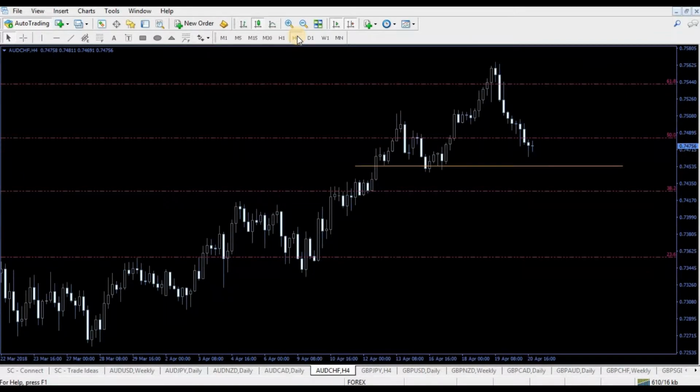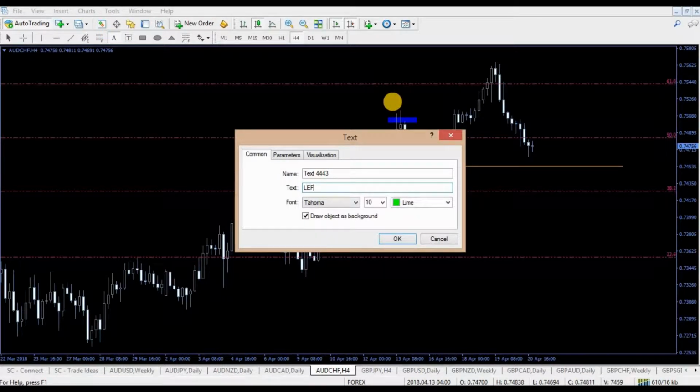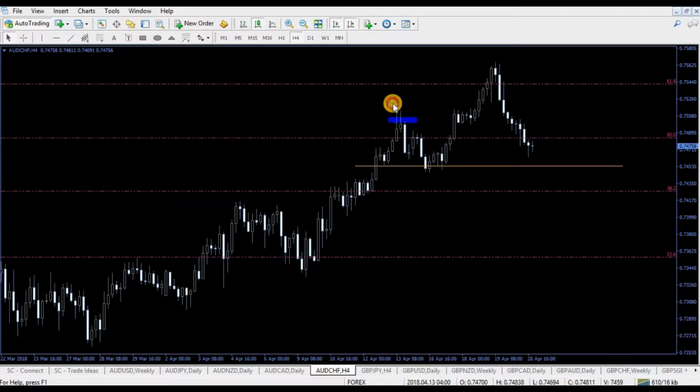pin bar is the start of a heads and shoulders pattern. So what I am looking for is for price to come down to this neckline, come up, form what I think will be a right shoulder. So we'll just stick a left shoulder in here. So we go left. So we've got left shoulder, head, anticipated right shoulder. I'll be selling from here.